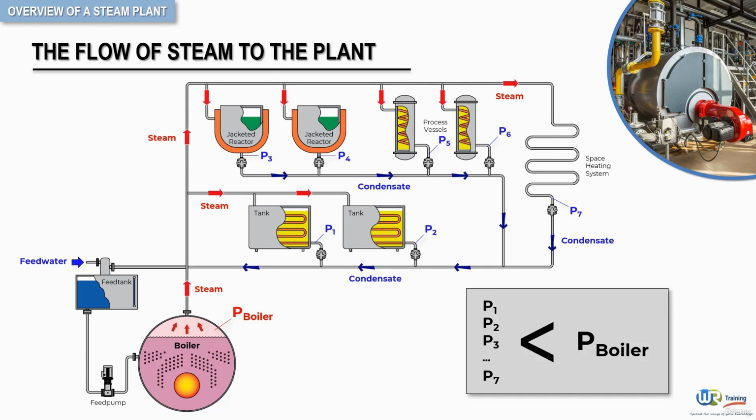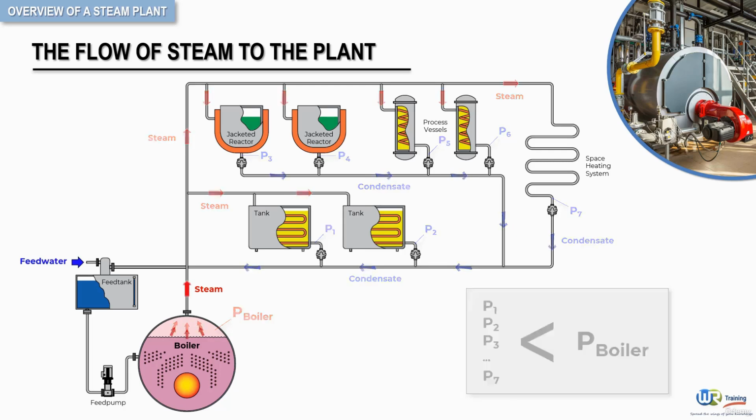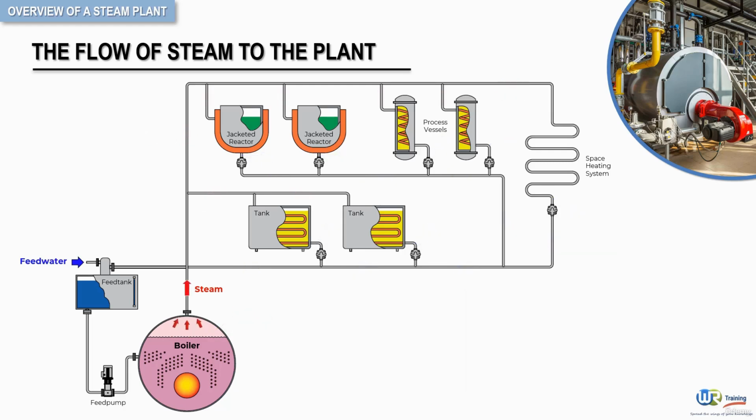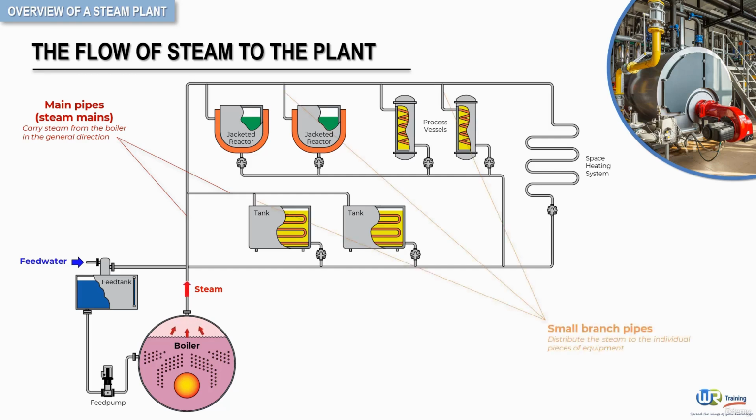Now, the steam generated in the boiler must be conveyed through the piping system to the point where its heat energy is required. Initially, and as seen here, there will be one or more main pipes or steam mains which carry steam from the boiler in the general direction of the steam using plant. Then, smaller branch pipes can distribute the steam to the individual pieces of equipment.